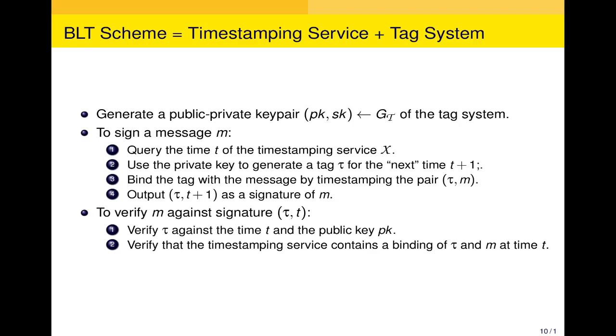To verify message M against the signature tau, T, the user must first verify the tag tau and the time T against the public key PK. Second, the user must query the timestamping service to check that the pair of the tag tau and the message M is indeed associated with the time T.